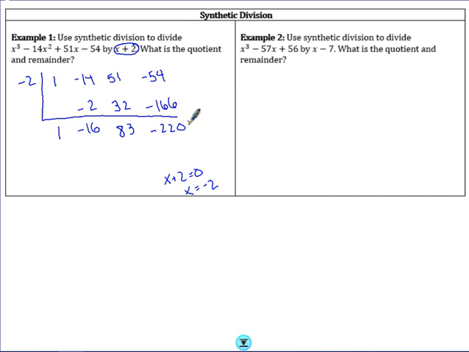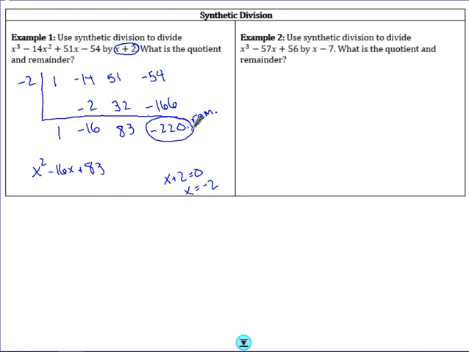So in synthetic division, whatever this last number here is, that is your remainder every time. Okay, and then we work backwards. This is a constant, so it's just a number. This would be just x, and this would be x squared. So my answer here would be x squared minus 16x plus 83.